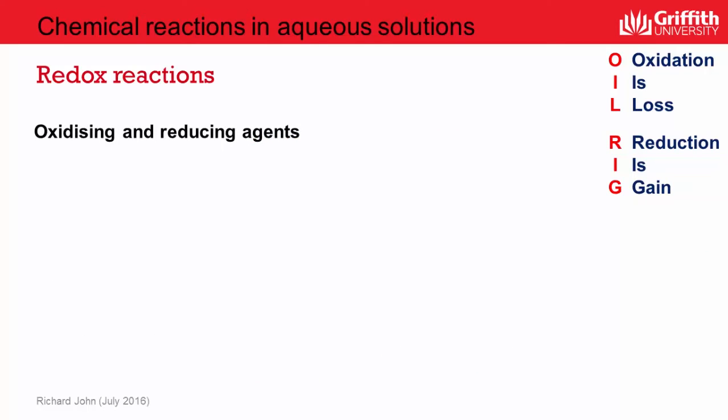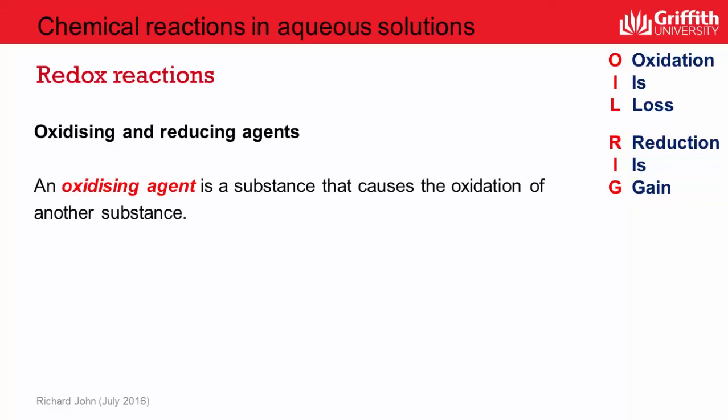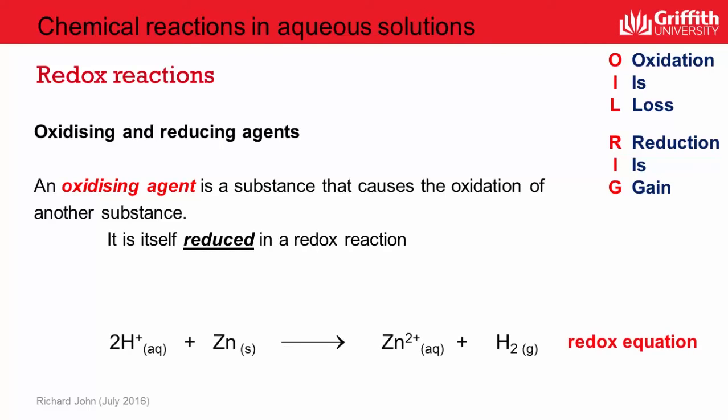Now, another concept that we need to know about when considering redox reactions is oxidizing agents and reducing agents. So an oxidizing agent is a substance that causes the oxidation of another substance. It is itself reduced in a redox process. So let's have a look what that means.